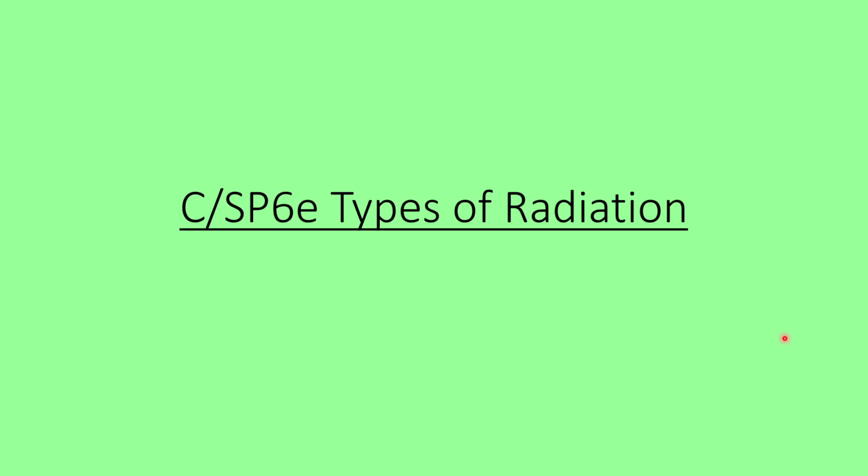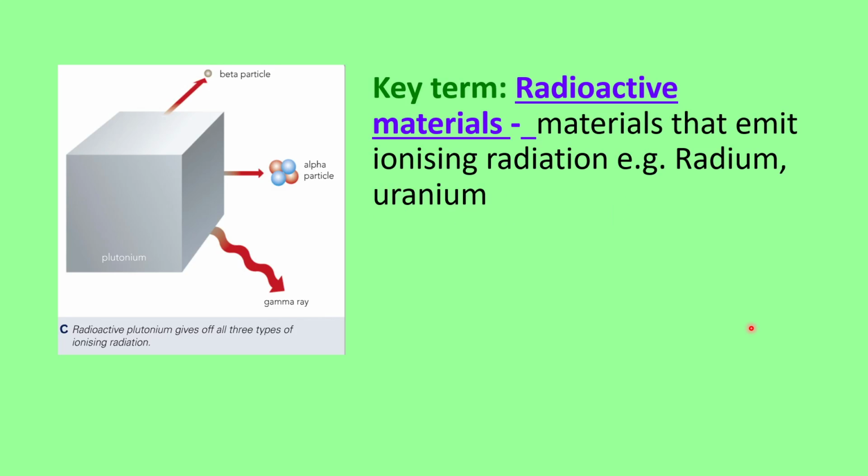This is a video tutorial for CP6e types of radiation. Now, the first thing I'd like to go through is this key term. Radioactive materials are materials that emit what's called ionizing radiation. This is things like radium, uranium, plutonium, all of these things that you might have heard of in the news when they're talking about nuclear power stations or nuclear weapons.